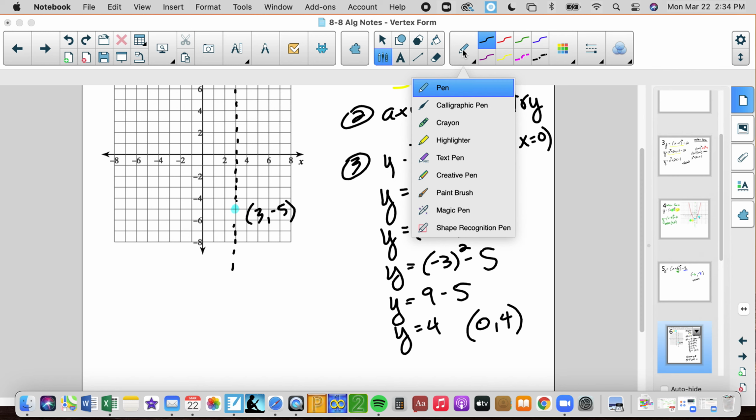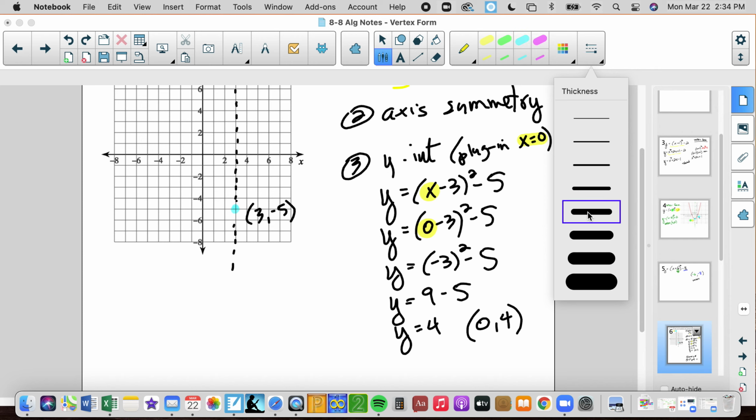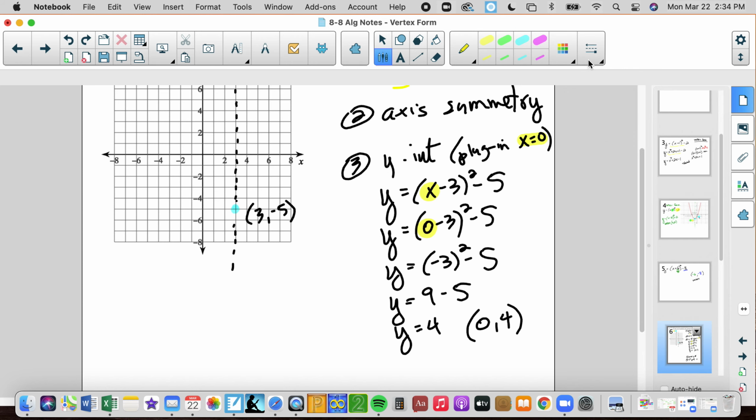So I plugged in 0. We notice this. Let's highlight that. So we're going to plug in 0 for x. There's my x. I plugged in 0. And when I plugged in 0, I got 4 for y. So that gives me my coordinate. So let's highlight that. So we have 0, 4 as a point. That's good. Let's label it. So that coordinate is 0, 4.